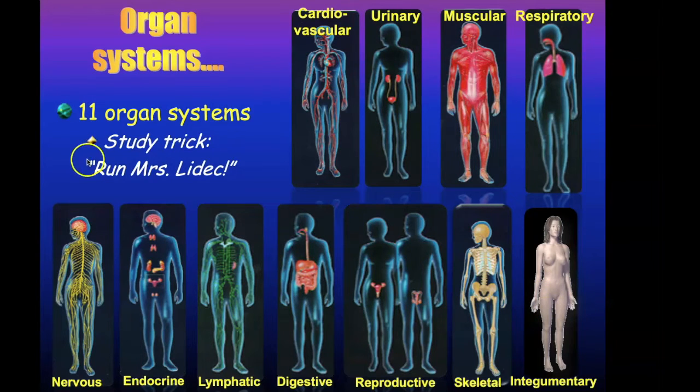Well, there's a little study trick. Run Mrs. Leideck. So R could be respiratory or reproductive, U for urinary, N for nervous, M for muscle. There's your other R. So again, either respiratory or reproductive, whichever one you didn't use before. Skeletal, lymphatic, integumentary, digestive, endocrine, and cardiovascular. So one of the things you'll find in an anatomy and physiology class is we use a lot of mnemonic devices to help remember all sorts of things.